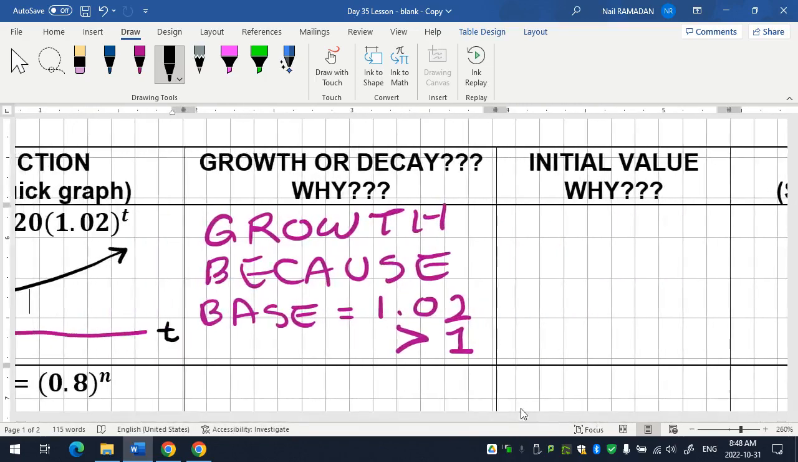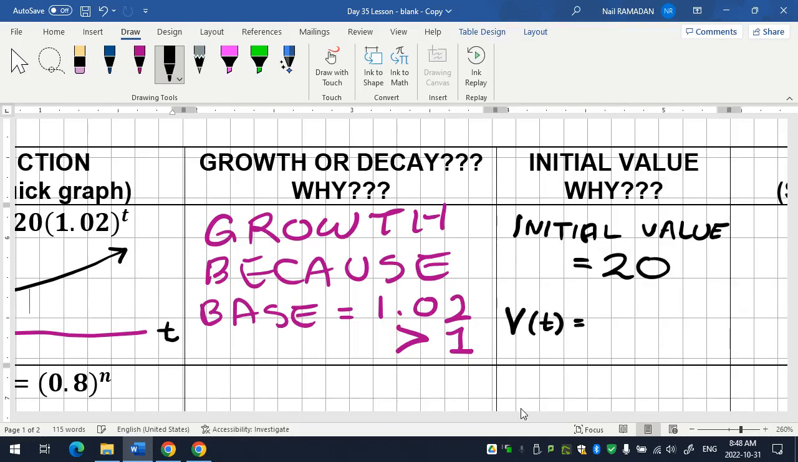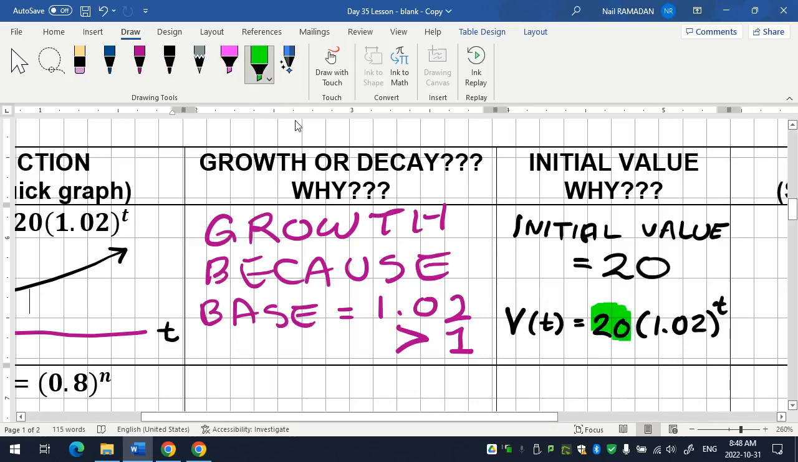Oh, my bad. So what's the initial value? 20. So initial value equals 20. Why? Honestly, not much of a reason. You can say, because it's the one at the beginning. What's up? What do you want to say? Yeah. So everyone, here's what I want you to do. Write the function the same way: 20, what is it? 1.02 to the power of t. And then just circle or highlight or underline the 20. Okay, that's it. Honestly, that's the only reason. It appears at the beginning of the function.